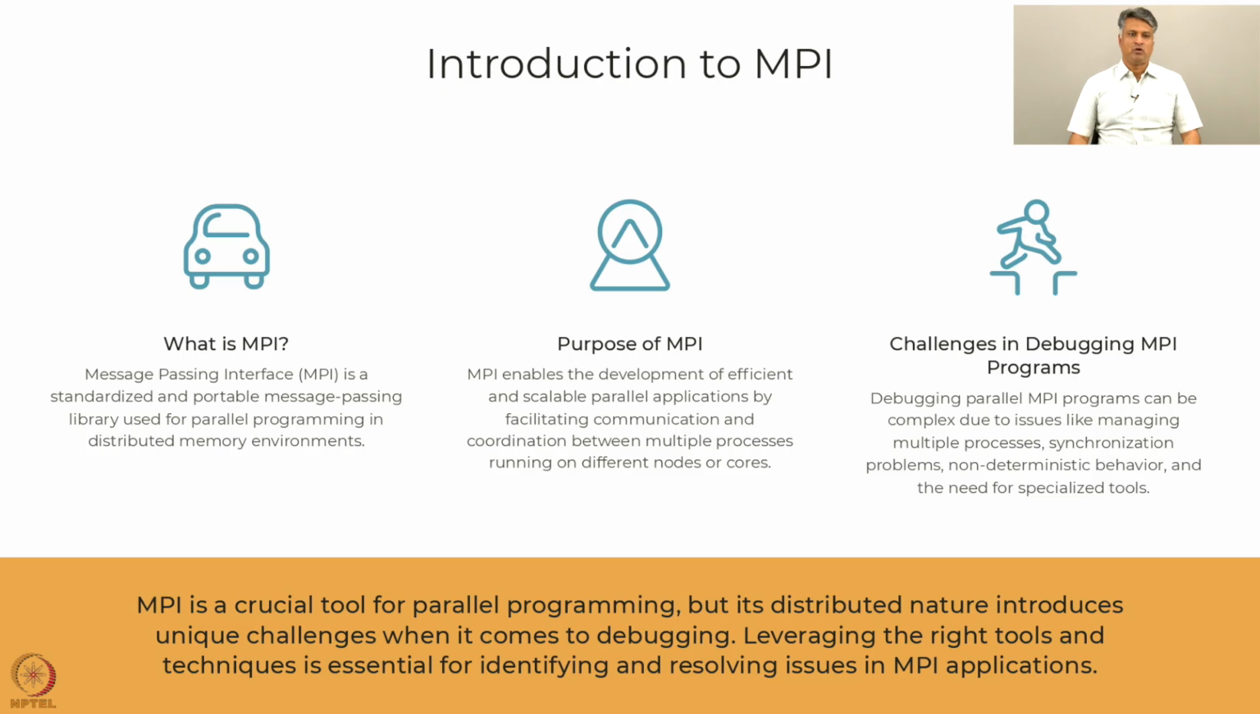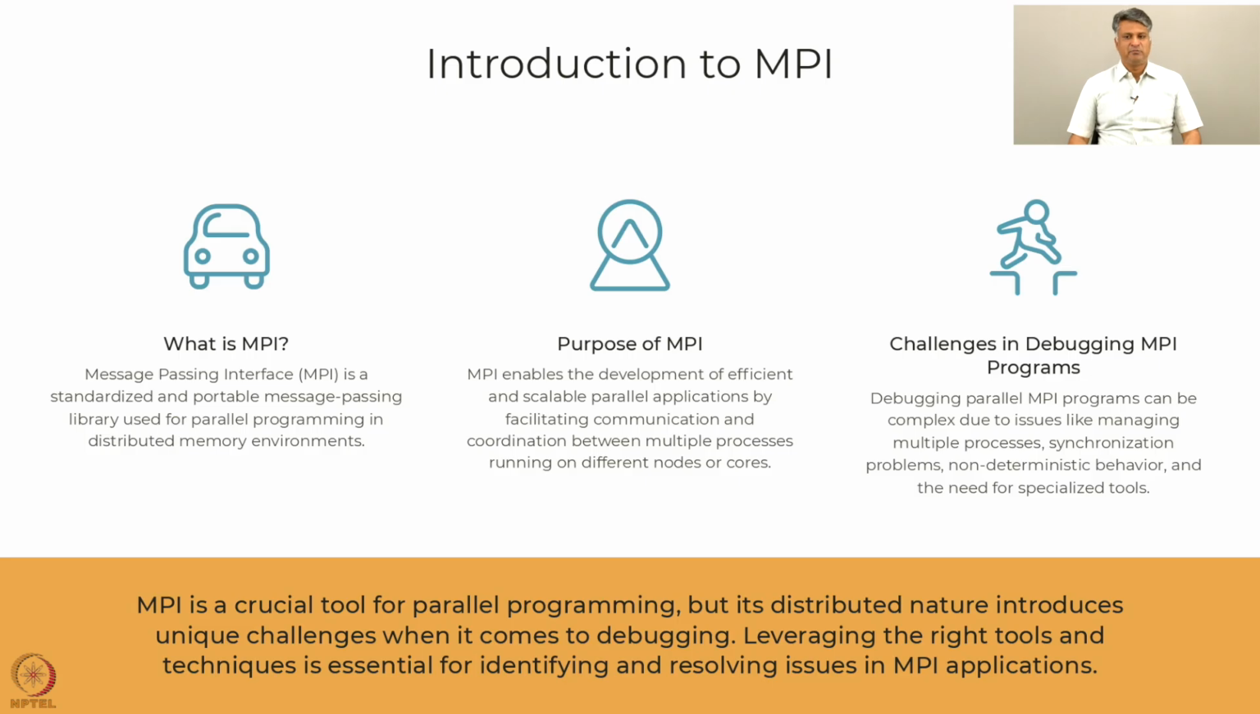So MPI, or the message passing interface, is the standardized and portable messaging library used for parallel programming in distributed memory environments or distributed memory machines. The idea of MPI is that it will enable the development of efficient and scalable applications by facilitating communication and coordination between multiple processors running on different cores and on different nodes. But this poses a unique challenge, and the challenge is in debugging.